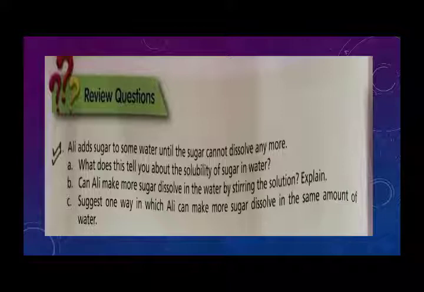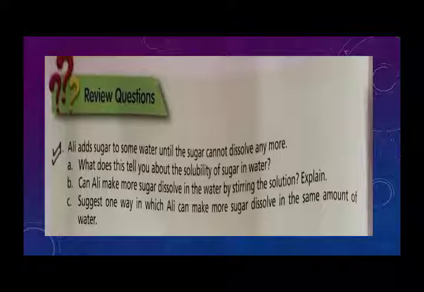Here is the first review question of your chapter: Ali adds sugar to some water until the sugar cannot dissolve anymore. Here we are talking about a saturated solution. Remember, we told you that when a solution has reached its capacity to dissolve any more solute, we call it a saturated solution. So here we are talking about a saturated solution, where Ali adds sugar to some water until the sugar cannot dissolve anymore. It means that the solution should be saturated.